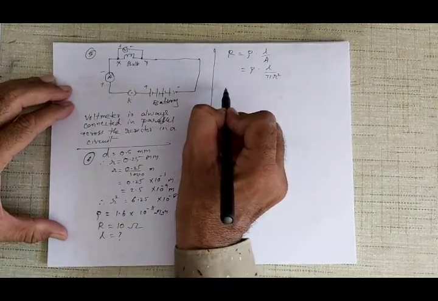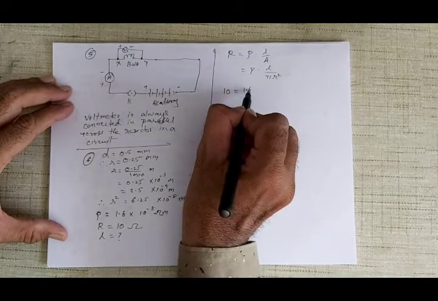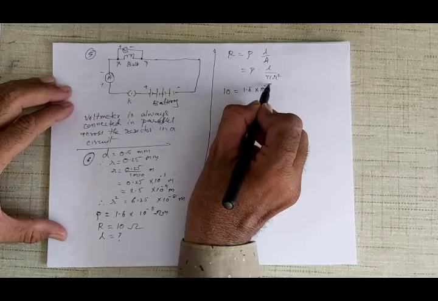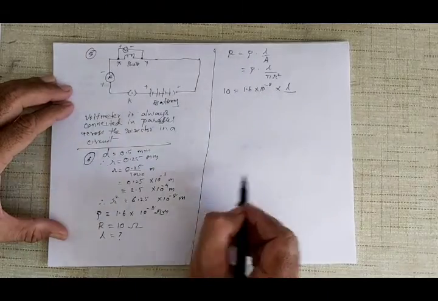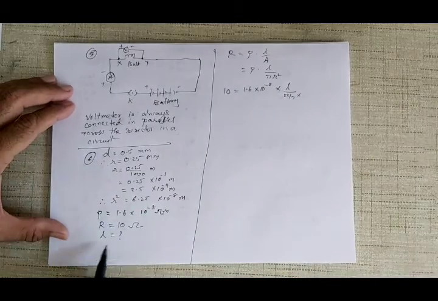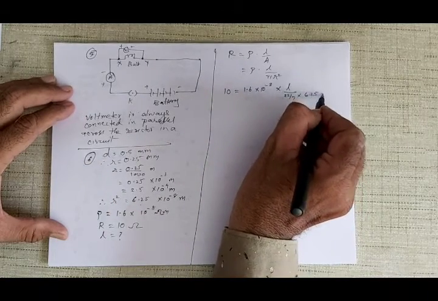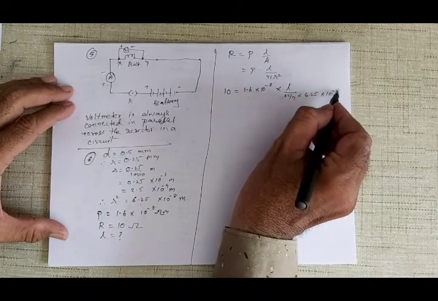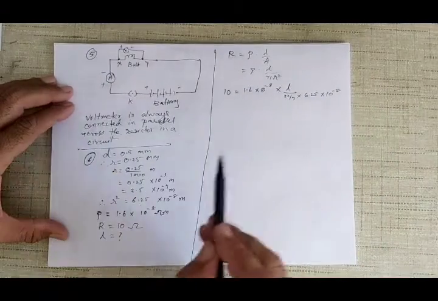So now resistance is given as 10 ohms. Resistivity is 1.6 into 10 to power minus 8. Okay, length we don't know, we want to find the length of the wire. Okay, pi is 22 upon 7 into r square. अब हमने r square निकाल दिया है. R square कितना है? 6.25 into 10 to power minus 8. Okay, now obviously 10 to power minus 8 cancel हो जाएगा.